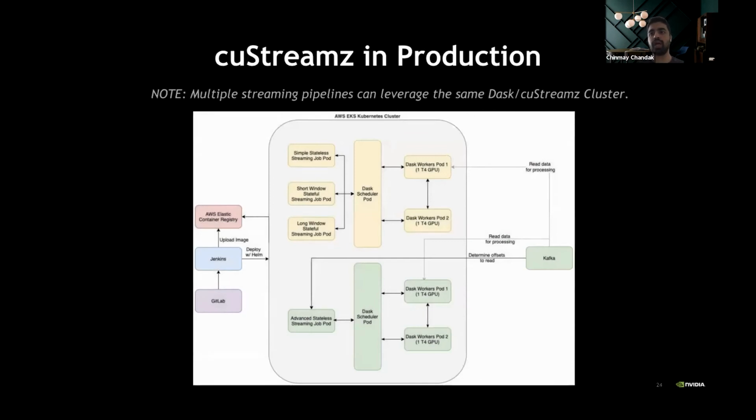Taking all of these 4 pipelines in production, this is how cuStreamz in production looks. There are multiple cuStreamz or Dask clusters, which comprise Dask schedulers and the scalable worker pods, and there are multiple streaming jobs that talk to each of these Dask clusters. So there might be 1 or more streaming jobs talking to the same Dask cluster, executing their tasks on top of the workers as well.